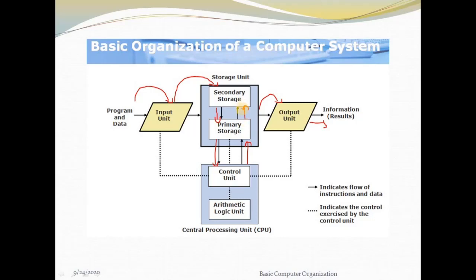And now once the processing is completed, we want the result. To get the result we again need the output units, like output devices. Once the data is transferred to the output device, we can display the results on the screen or on the monitor, or we can take a printed copy. So this is what the computer actually performs.